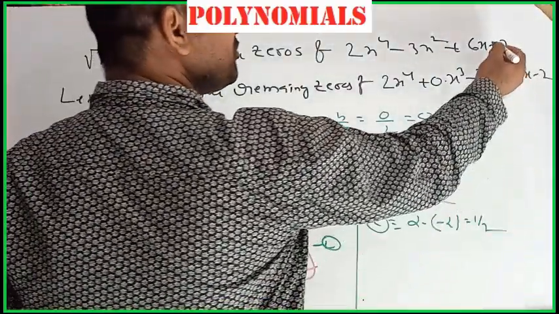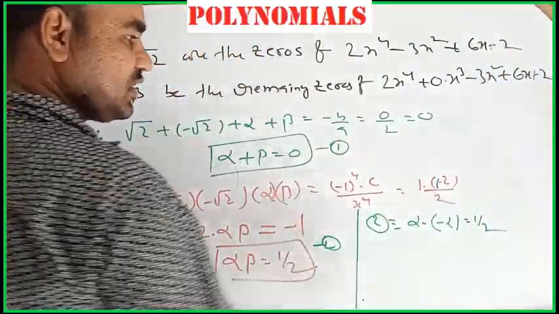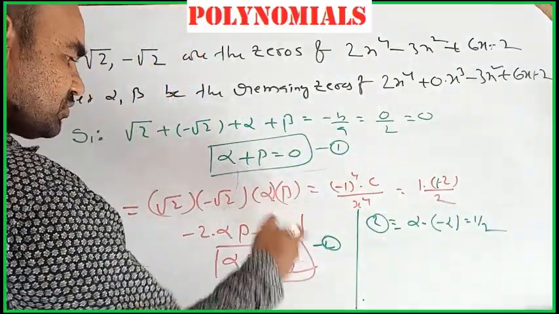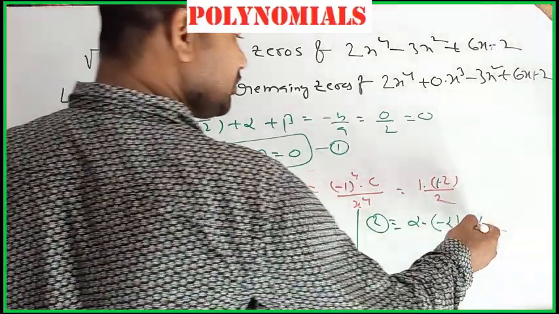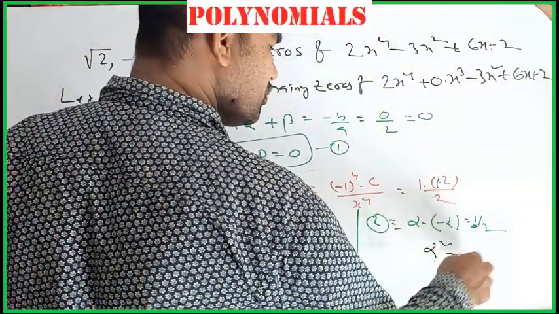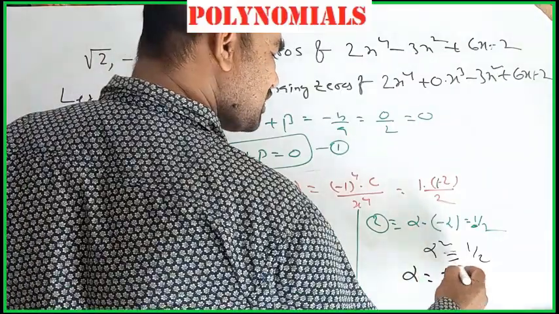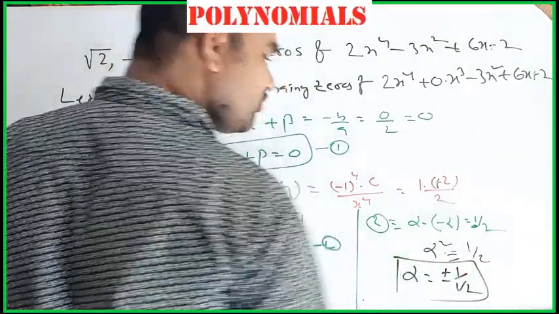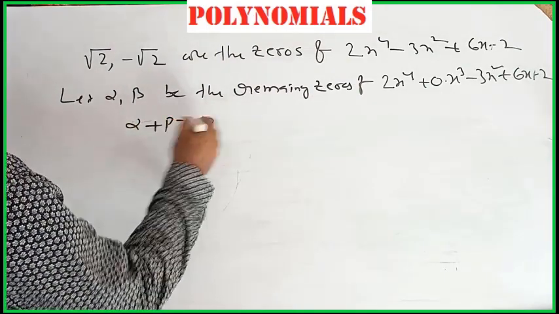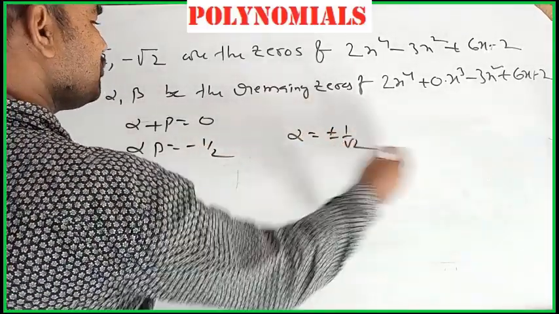That's why I want to change the problem. I want to write plus here. So here plus means this becomes plus 1, minus 1 by 2. So minus 1 by 2. Now alpha square equal to 1 by 2 means alpha equal to plus or minus 1 by root 2. Okay children, what you got here? Actually alpha plus beta equal to 0 and alpha into beta equal to minus 1 by 2, and we got alpha equal to plus or minus 1 by root 2.